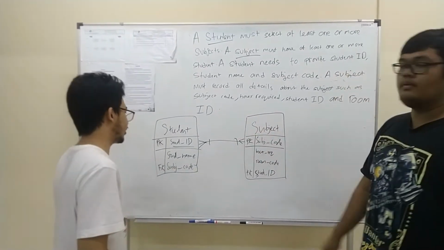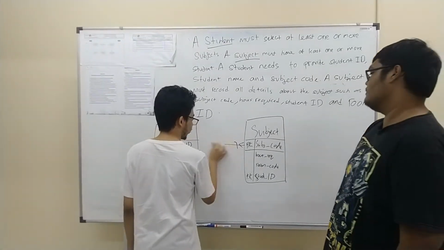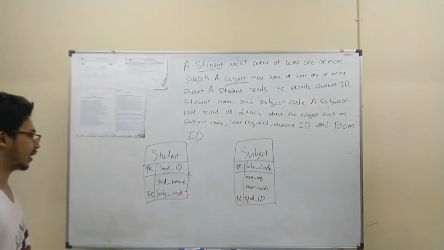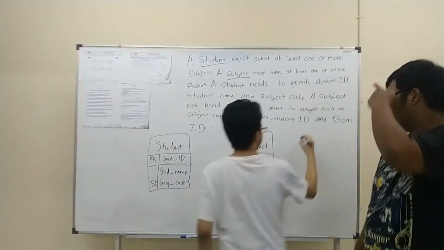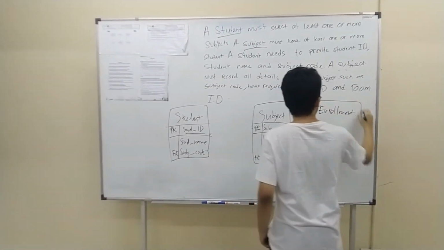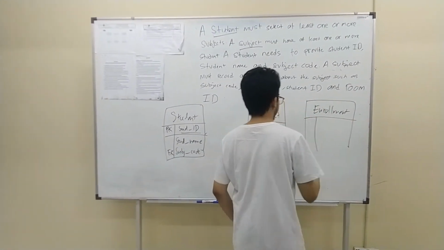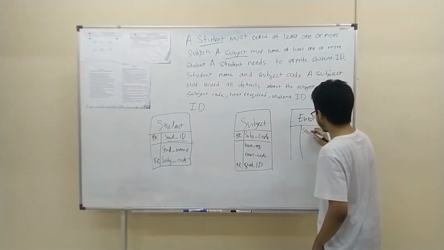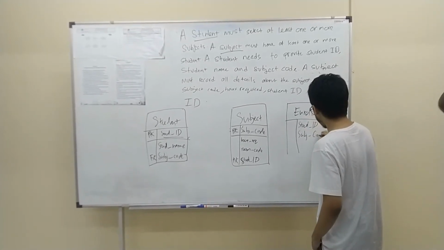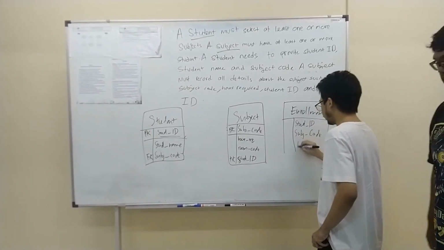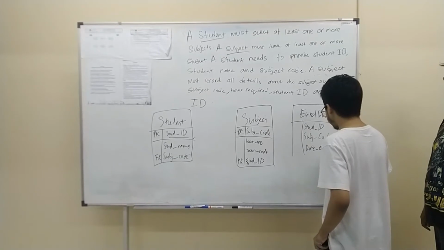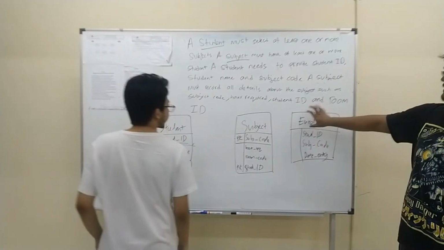It's better for us to build a bridge table. What we call the bridge table would be something like enrollment. What you would have inside would be something like an ID and something extra like date underscore entry. So this is our bridge table now.